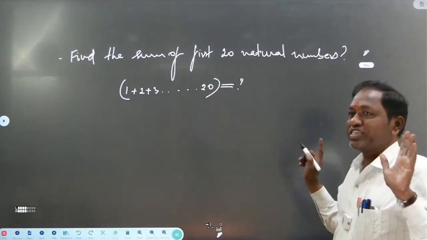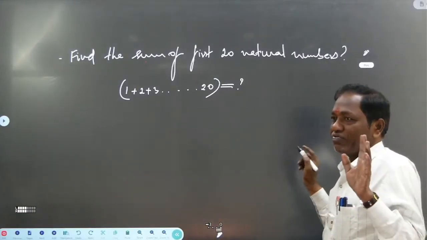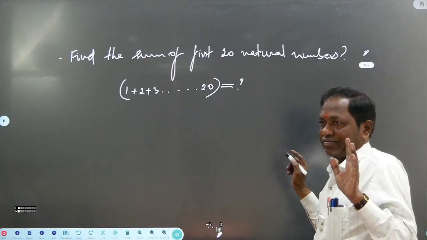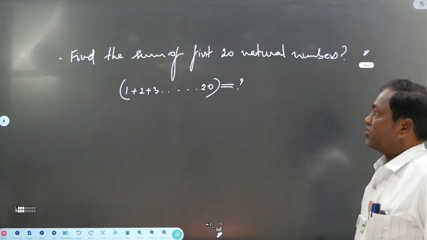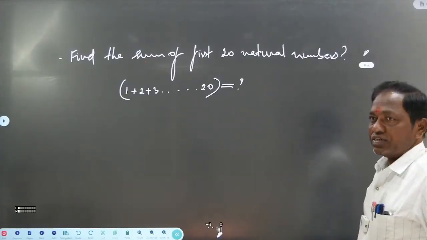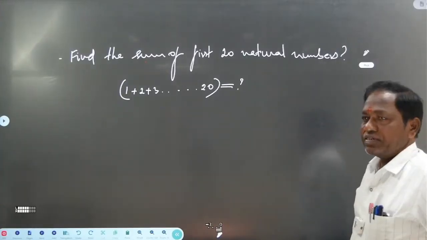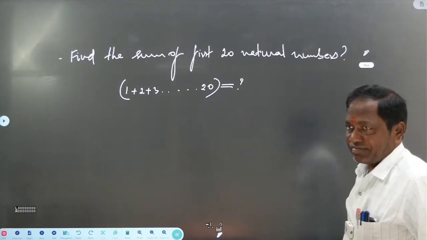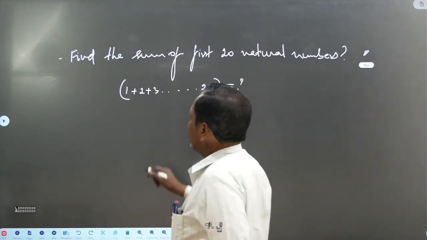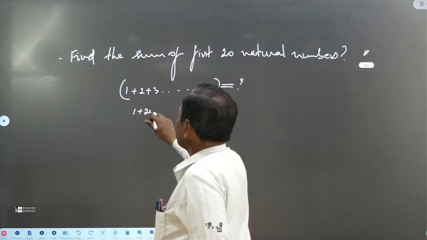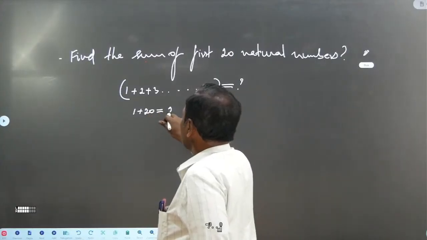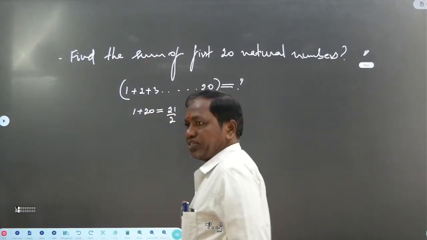You need not read the question again. Then you can start working. That's all. First thing is how to download the information from the question. This is the question. Now we can see these are consecutive numbers. First you find the average: first number from the beginning and first number from the last, 1 plus 20, that is 21 by 2. You will get the average.